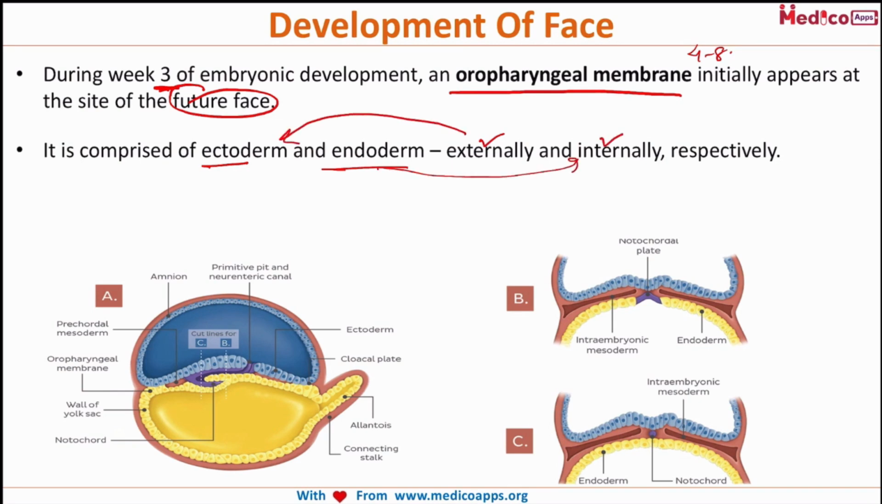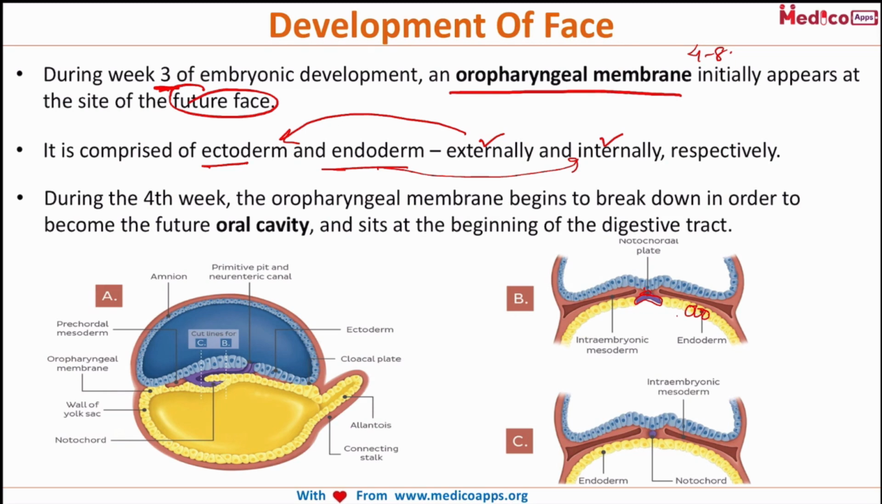Here in this image you can see that this is the endoderm and this is the notochordal cord and this is the notochordal plate. Now during the 4th week, the oropharyngeal membrane begins to break down in order to become the future oral cavity and sits at the beginning of the digestive tract. So this is the ectoderm which is lining the oropharyngeal membrane from the outside, that is externally, and this is the endoderm, that is internally.